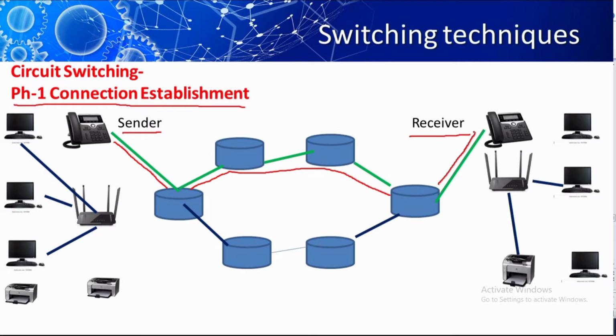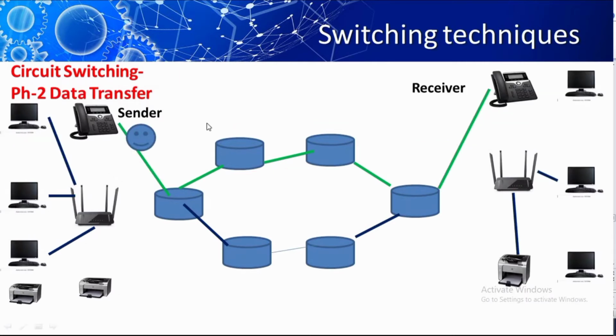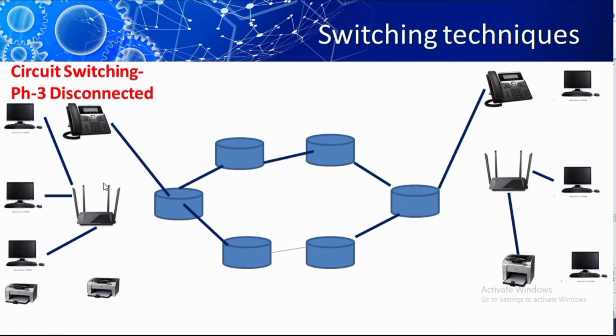After that, the data will be transferred between the sender and the receiver through this path. You can see the transmission. The connection is completely devoted to transferring the message from the sender to the receiver. This dedicated path will increase the quality of communication. After transmission of data, the connection will be disconnected.